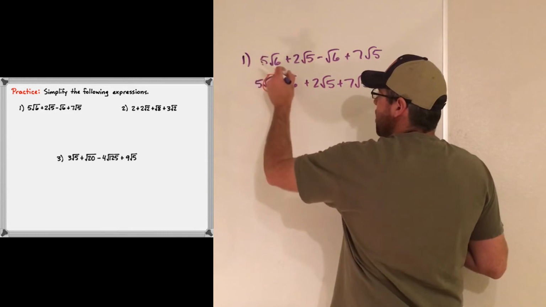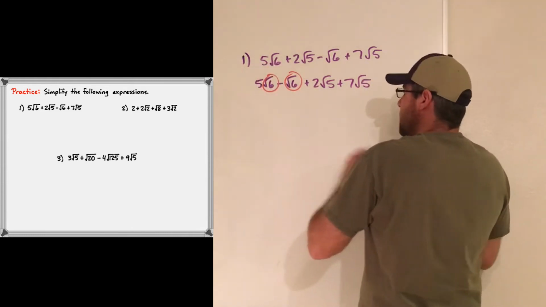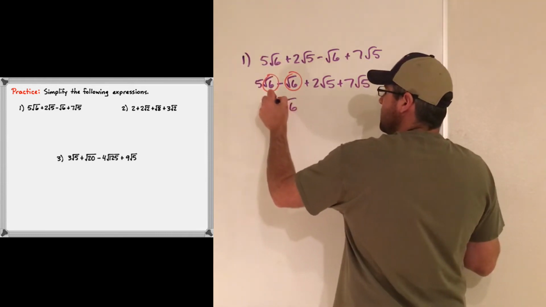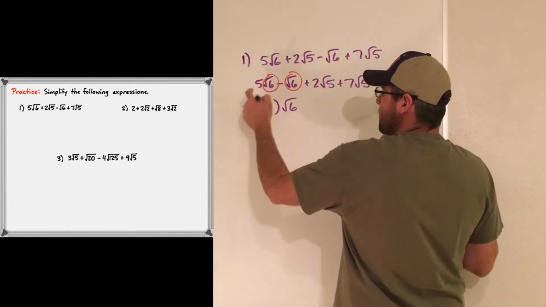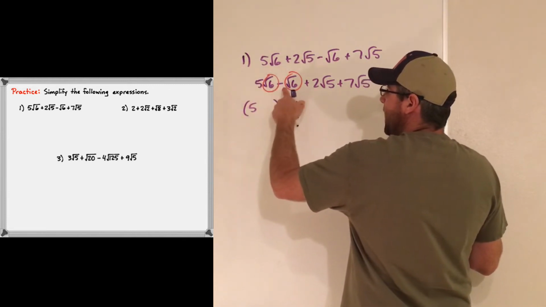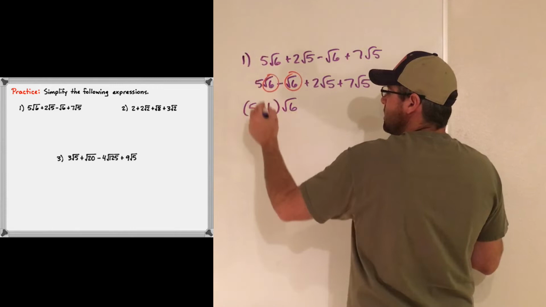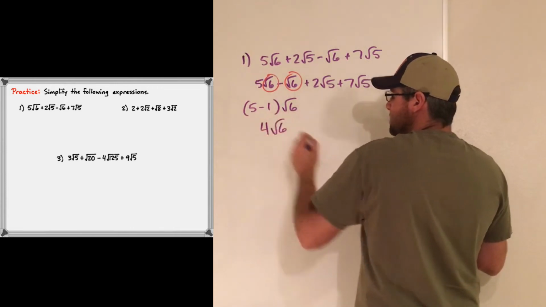Since these guys have a common rad 6, I'm going to go ahead and carry that down. And well, what's left over? When I factor out the rad 6, I get a 5 left over and a negative 1. And so that becomes 4 radical 6.